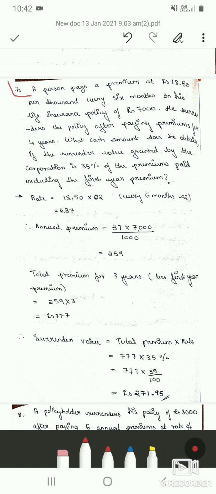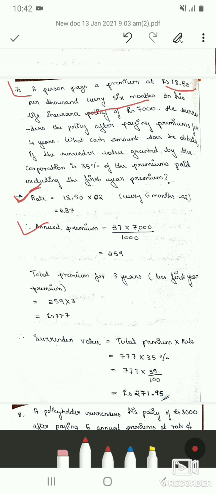So here they have given the rate as rupees 18.50 per 1000 every 6 months. So therefore the rate would be 18.50 into 2, because every 6 months, that is in a year, the premium will be paid 2 times. Therefore the rate is rupees 37. So we are calculating the rate for a year, which is 18.50 into 2, which is rupees 37.